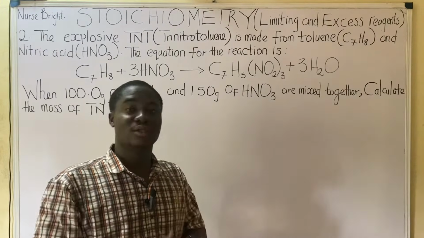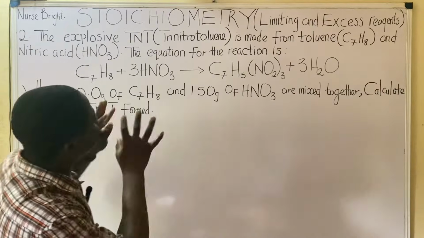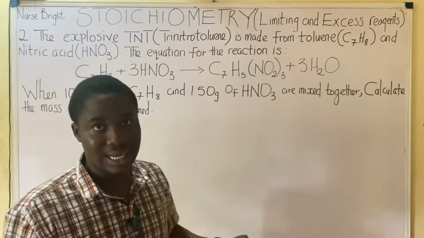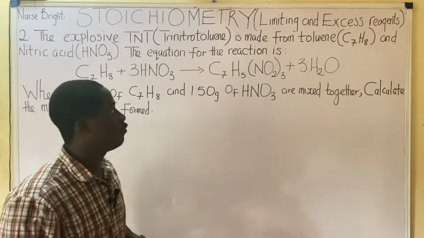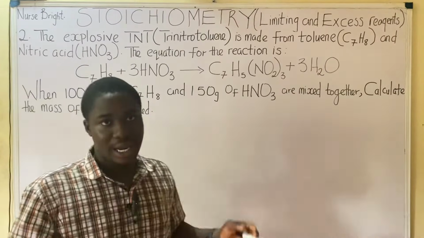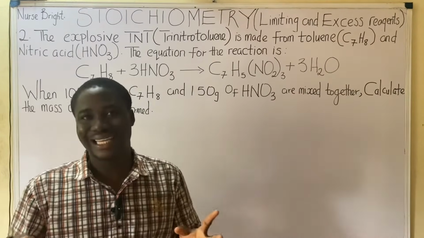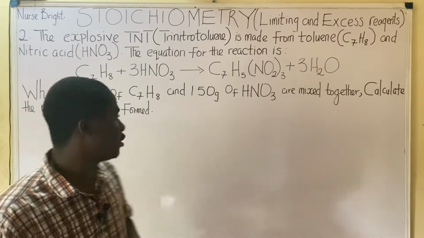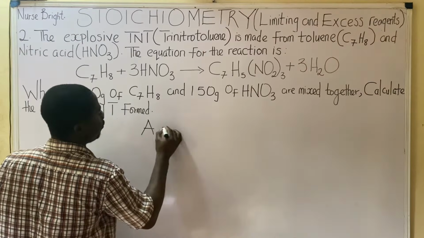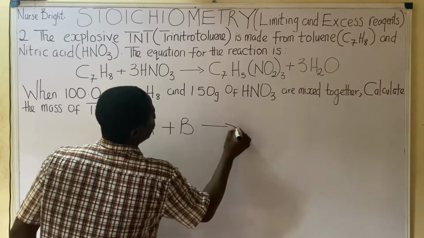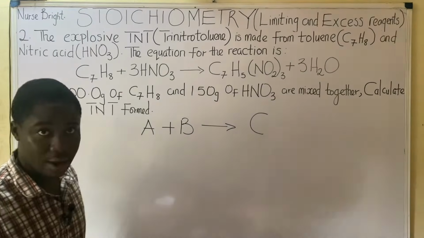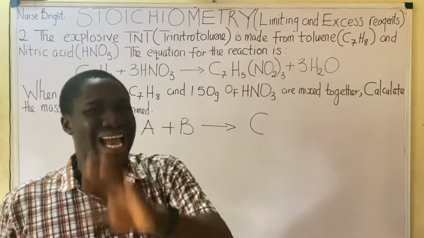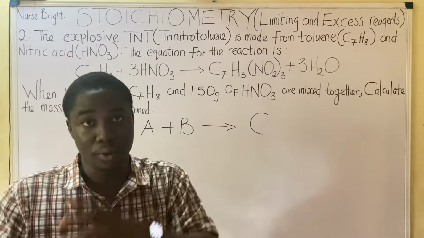Okay guys, let's get into the next practice question, and this particular question is on limiting and excess reactants or reagents. Now, first of all, we have to know what limiting reagents are, and also what excess reagents are. From the word limiting, let us say A reacted with B to give us C, for instance. Are you following me now? What I'm talking about now is limiting and excess reactants or reagents. They can be used interchangeably.